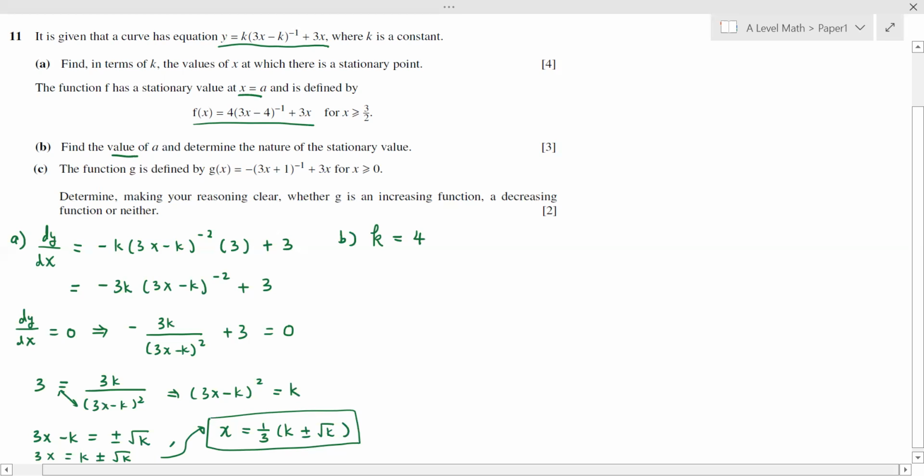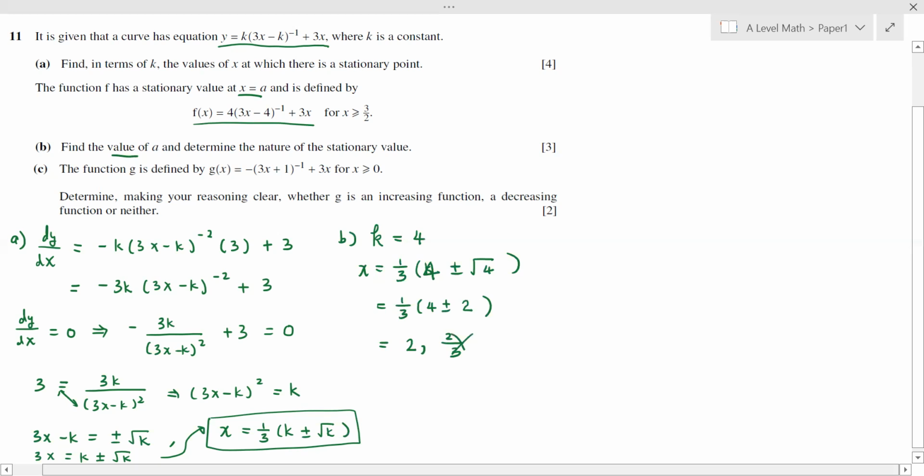Only thing now is k equals 4. Then the stationary point is x equals 1/3 (k plus minus square root of k). K is 4. We have 1/3 (4 plus minus square root of 4), so this is 1/3 (4 plus minus 2). 4 plus 2 is 6, divided by 3, we have 2. And we have 2 over 3.